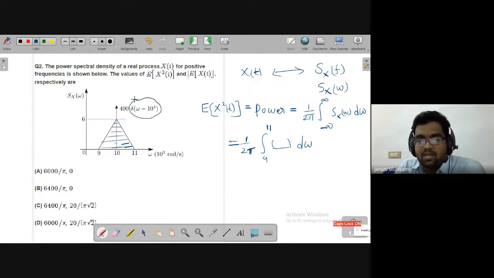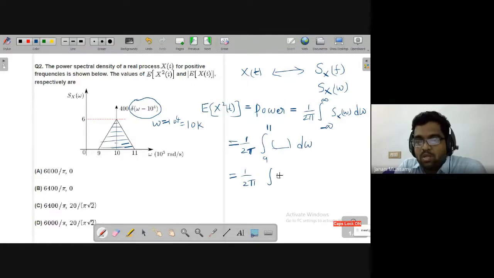Here, this is the definition of impulse, where omega is equal to 10 power 4, that means 10k. This is 9k, this is 11k, because the scale is in k, 10 power 3. So definitely this impulse is inside this integral. So for the impulse I will apply the integration.